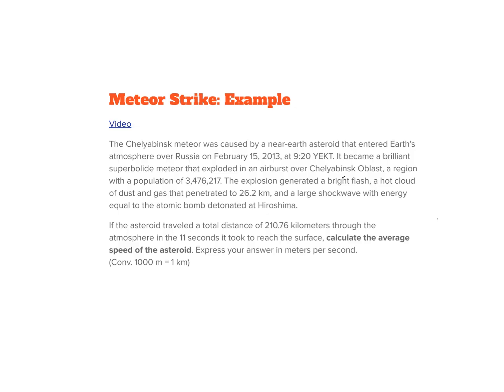The Chelyabinsk meteor was caused by a near-Earth asteroid that entered Earth's atmosphere over Russia on February 15th, 2013 at 9:20. It became a brilliant Super Bowl-eyed meteor that exploded in an airburst over Chelyabinsk Oblast, a region with a population of 3,476,217. The explosion generated a bright flash, a hot cloud of dust and gas that penetrated to 26.2 kilometers, and a large shockwave with energy equal to the atomic bomb detonated at Hiroshima.